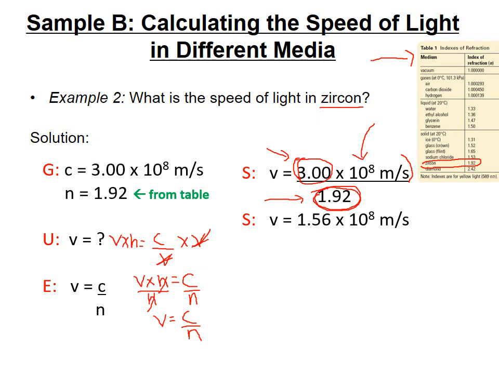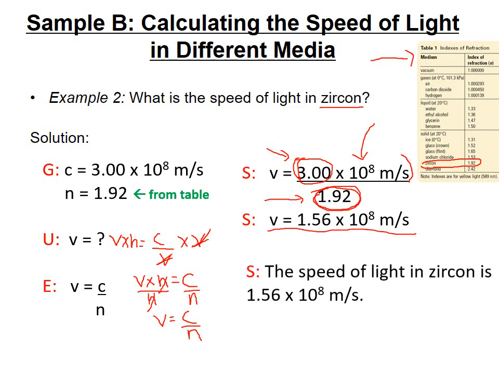So in our situation here, we have v is equal to 1.56 times 10 to the power of 8 meters per second. We can now write our statement, which is: the speed of light in zircon is 1.56 times 10 to the power of 8 meters per second. Make sure you put the units, otherwise marks will be lost, because here you're trying to show your communication. You know what we're talking about here.